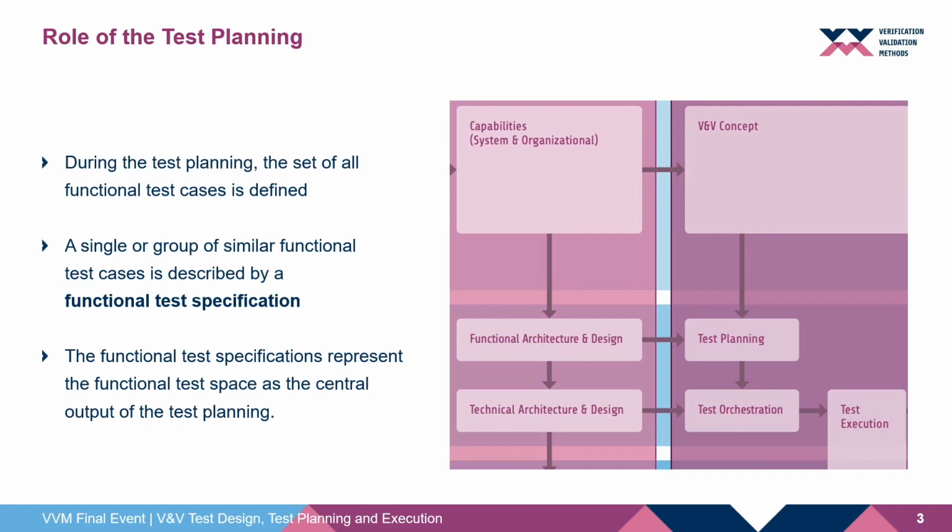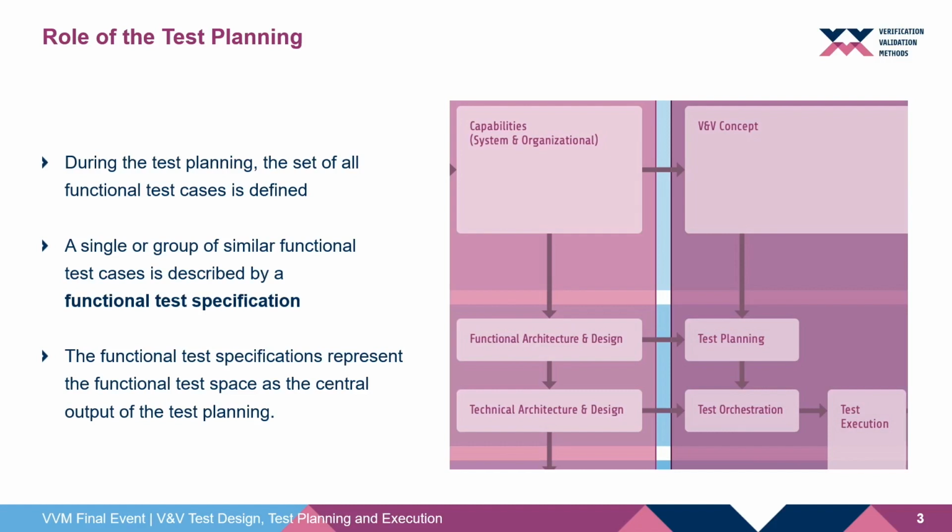So now I zoom a bit into the assurance framework, just highlighting now the test planning and the functional architecture. And the test planning has the main function of the setting of all functional test cases during this design process. And here in this project, we define the test planning such that we are on a functional level, and this means that we as a main output, create the functional test specification.